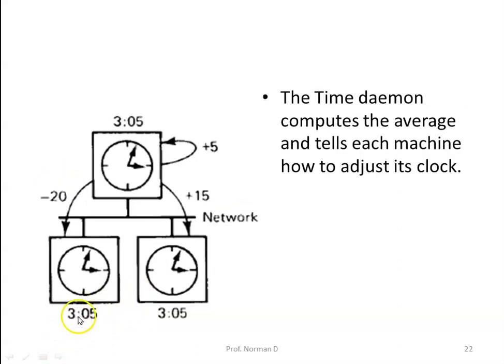Finally, after calculating the average, the new time is broadcasted to the slave nodes. So here the master is 3-5, and the slave is also 3-5. Now the slaves will also adjust their clocks according to the master clock.